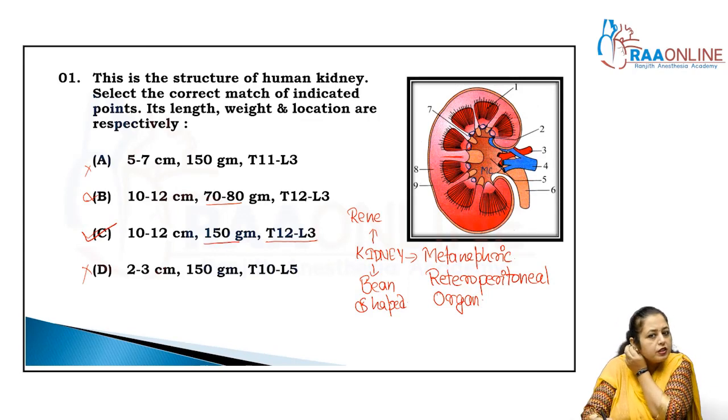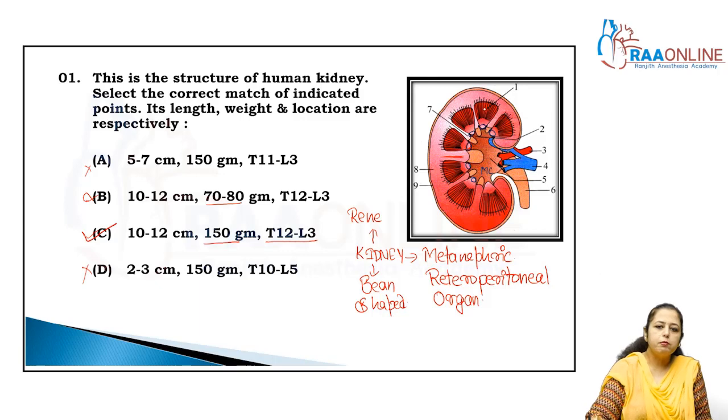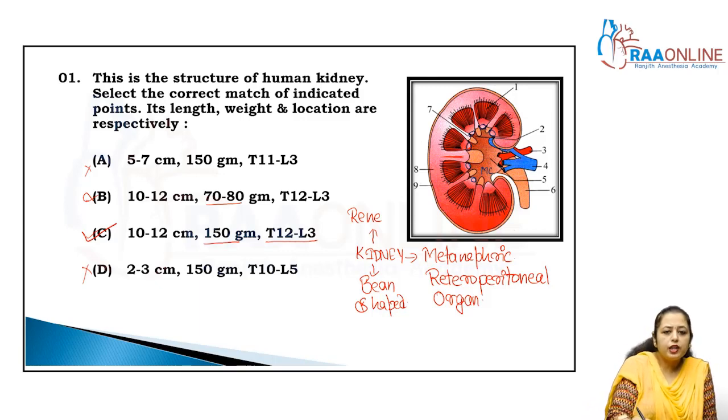Now what will happen? When we talk about the medullary pyramids, its length, when we correlate it, we know that the length is 10 to 12 centimeters, so option A and option D are cancelled, right, because its length is not 2 to 3 centimeters. Now, weight. When we see the location, the locations are the same, that means the answer differs by the weight, right.